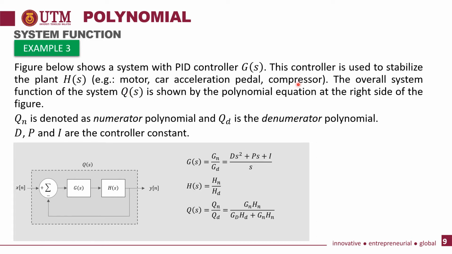So the overall system function of the system is Q(s). All of this is the system, which consists of a controller G(s) and also the plant H(s), and all of the system here is represented by Q(s). Qn is denoted as the numerator polynomial and Qd is the denominator. So in Q(s), Qn is the numerator equation and Qd is the denominator. d, p and i are the PID controller constants.